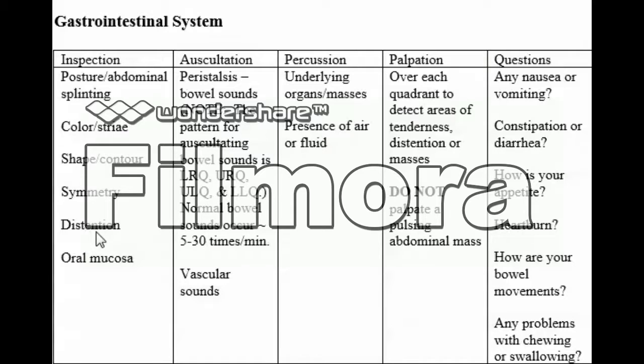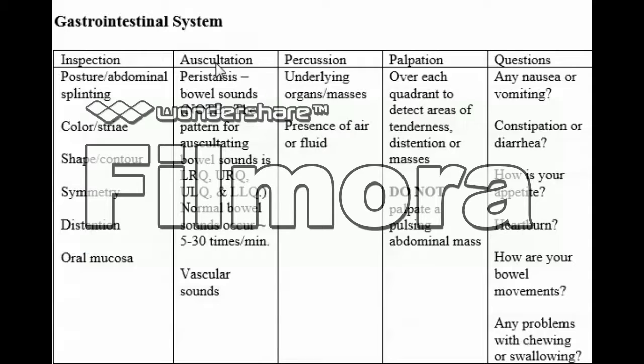Distension, which would be like a bloating type thing. It can be caused by gas, a tumor, ascites. You could have it full of feces. Okay. The oral mucosa, you want it to be pink and moist. If it's pale, it could be an indication that they have anemia.